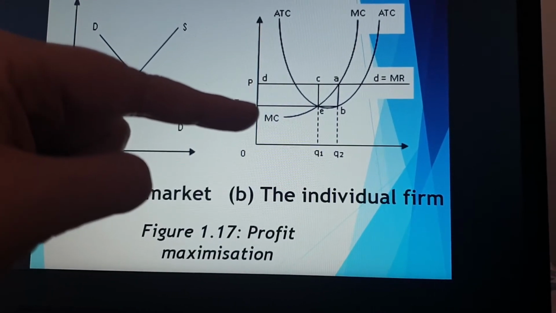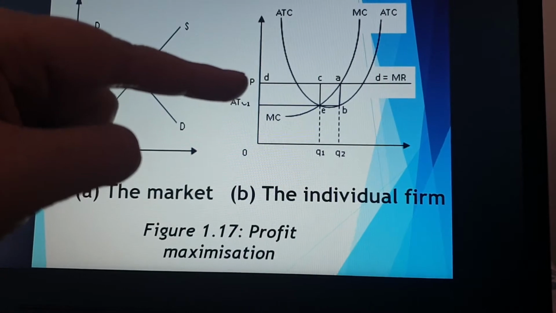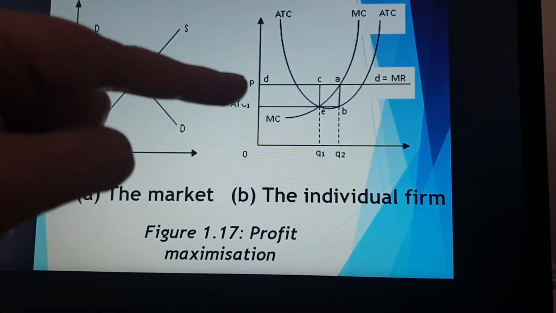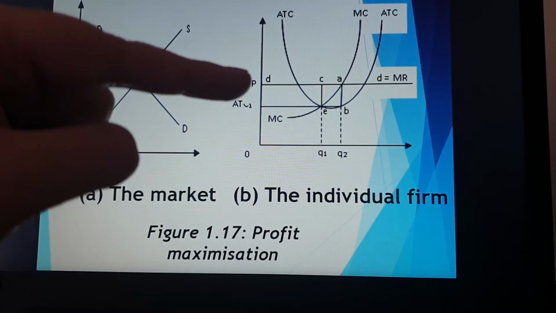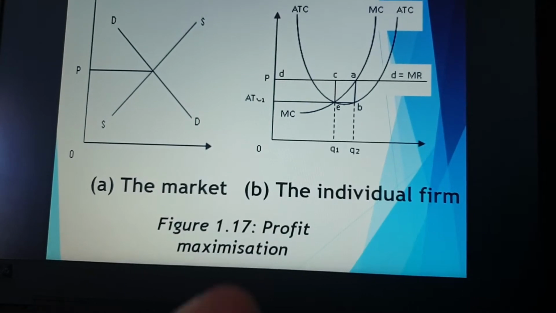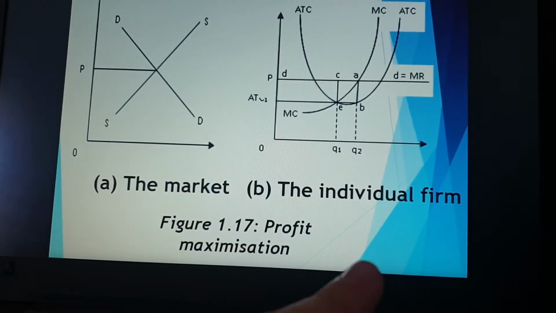Okay, because the other competitors are going to ask the market price. So that's why it's a horizontal demand curve. So it is fixed, in other words. All right. So here they were talking now about point A and point C.